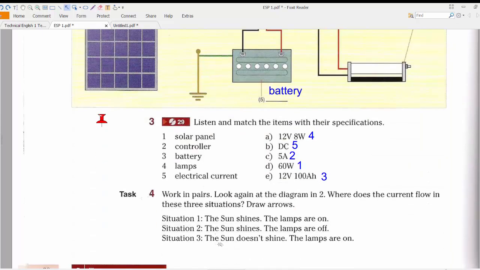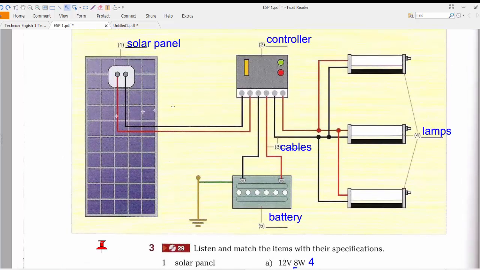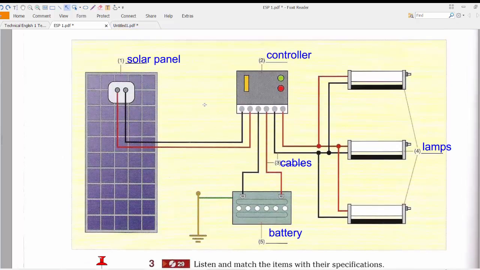Situation 3. The sun doesn't shine. The lamps are on. Yeah, there is no sun. Where does the current come from? It comes from the battery. Current comes from the battery into the controller. And from the controller into the lamps. This is situation 3.